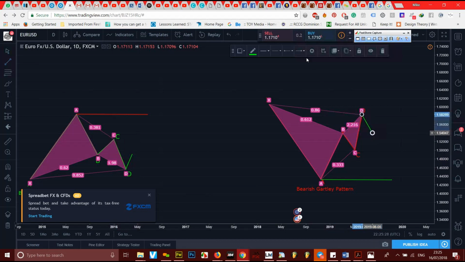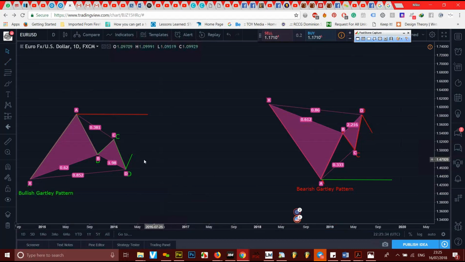And how do you know what your target would be? Good question. What you need to do is to draw all the way from your A to your D like this.